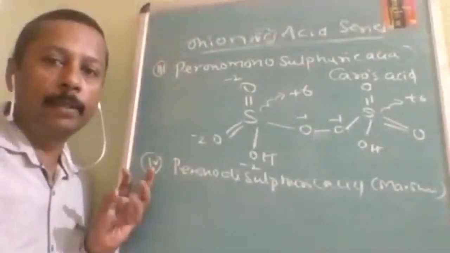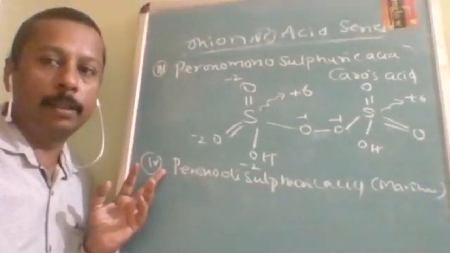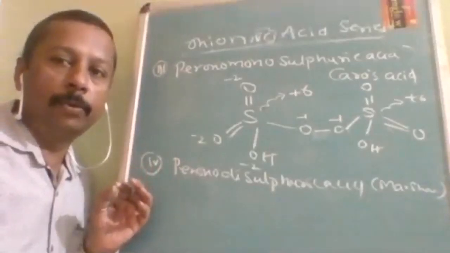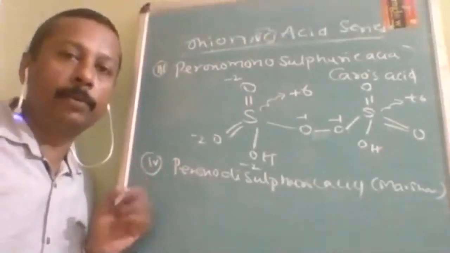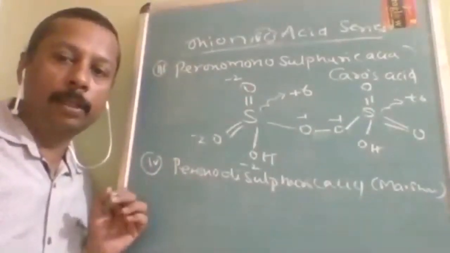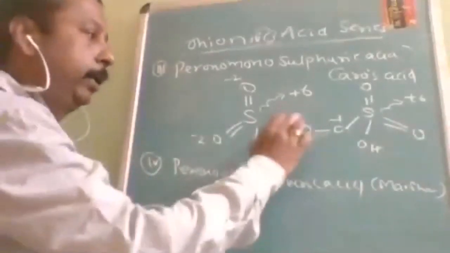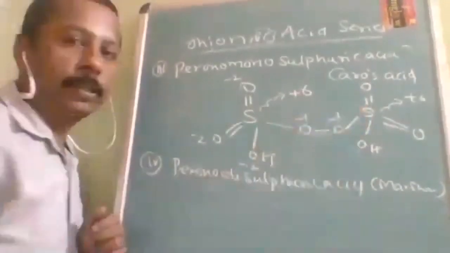There are three commercially important compounds in this one. First one is oleum, second one is Caro's acid, third one is Marshall's acid. So by name you should be able to understand the formula, and by name you should be able to understand the oxidation number also.